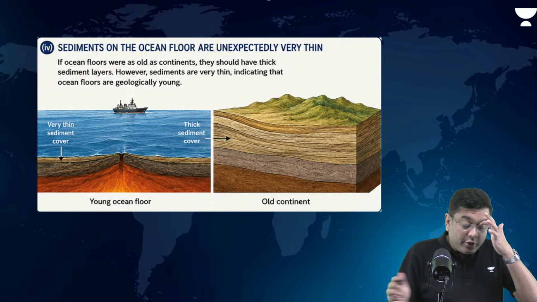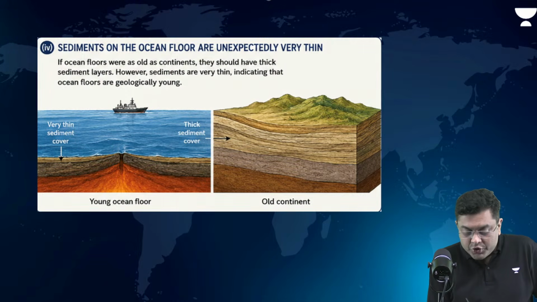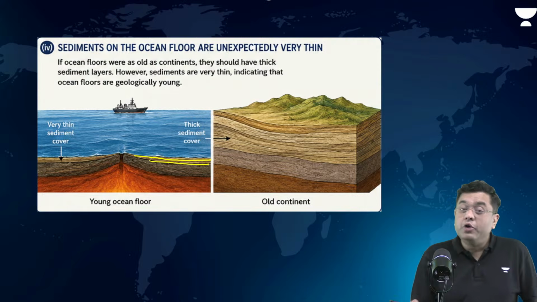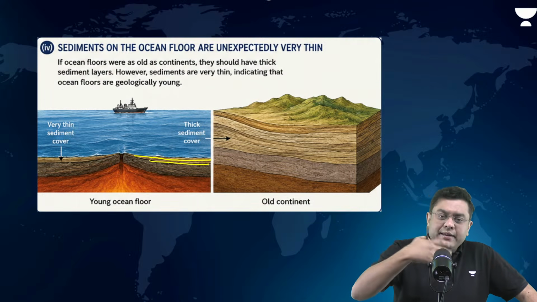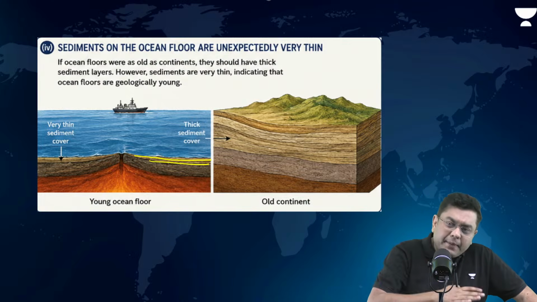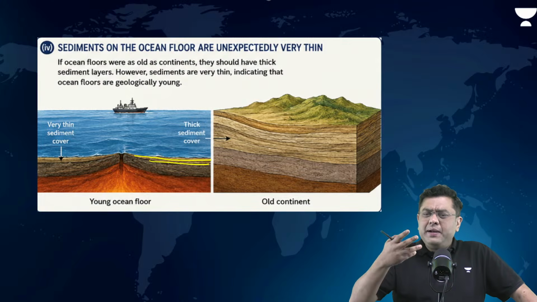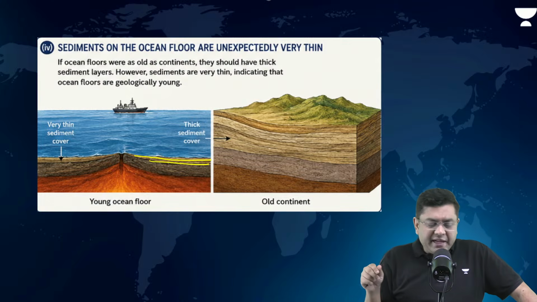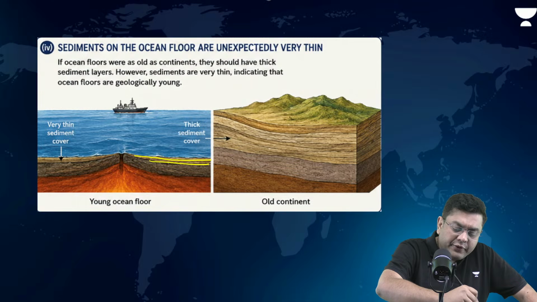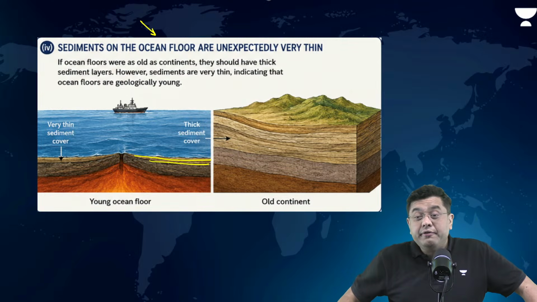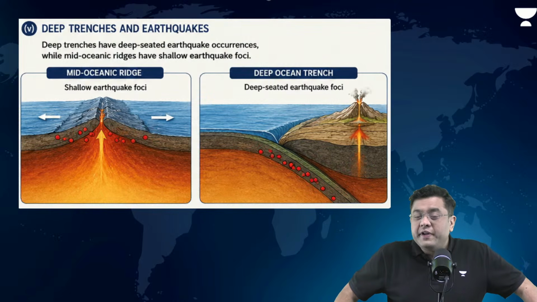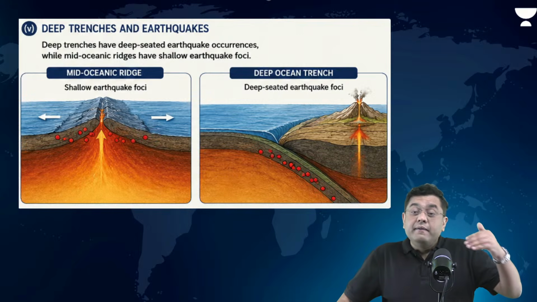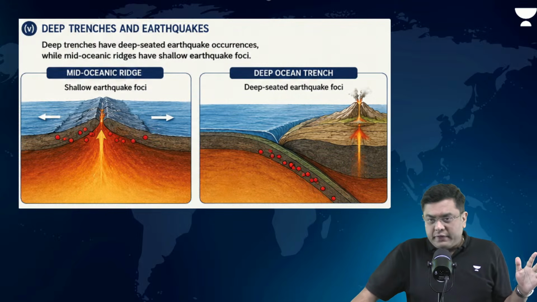Even in the case of sediments at the base of the oceans. If oceans would have been, let's suppose, older, sedimentation would have happened and a thick layer of sediments would have developed. But here also, sediments on the ocean floor are very, very thin. So this is where, based on these observations, he also supported it with the observation of earthquakes.